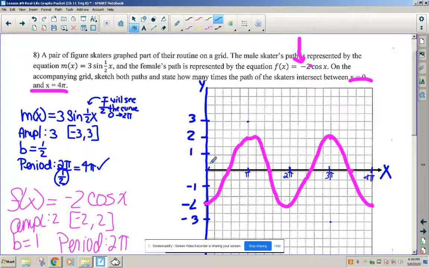So let's take a look. This is the male figure skater. He's making a sine curve. And if you think about it, this is the first place he would pick up the girl and spin her around, and this is where he would be putting her down. So they intersect 2 times. So the answer to this now would be 2 times.